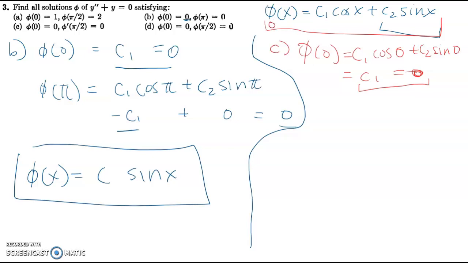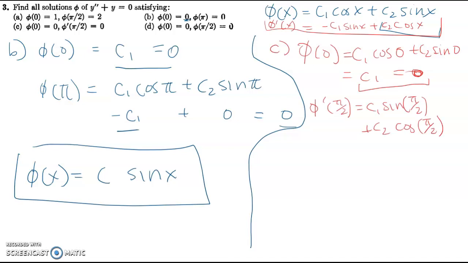We have to differentiate this once, so I'm going to quickly do that at the bottom. So that's going to be C1 sine x. So that's C2 cosine x. So this is C1 sine of pi over 2 plus C2 cosine of pi over 2. Sine of pi over 2 is 1, so this is C1, and cosine of pi over 2 is 0. So this is just C1. So again, we were only able to find the value of C1, which is 0.